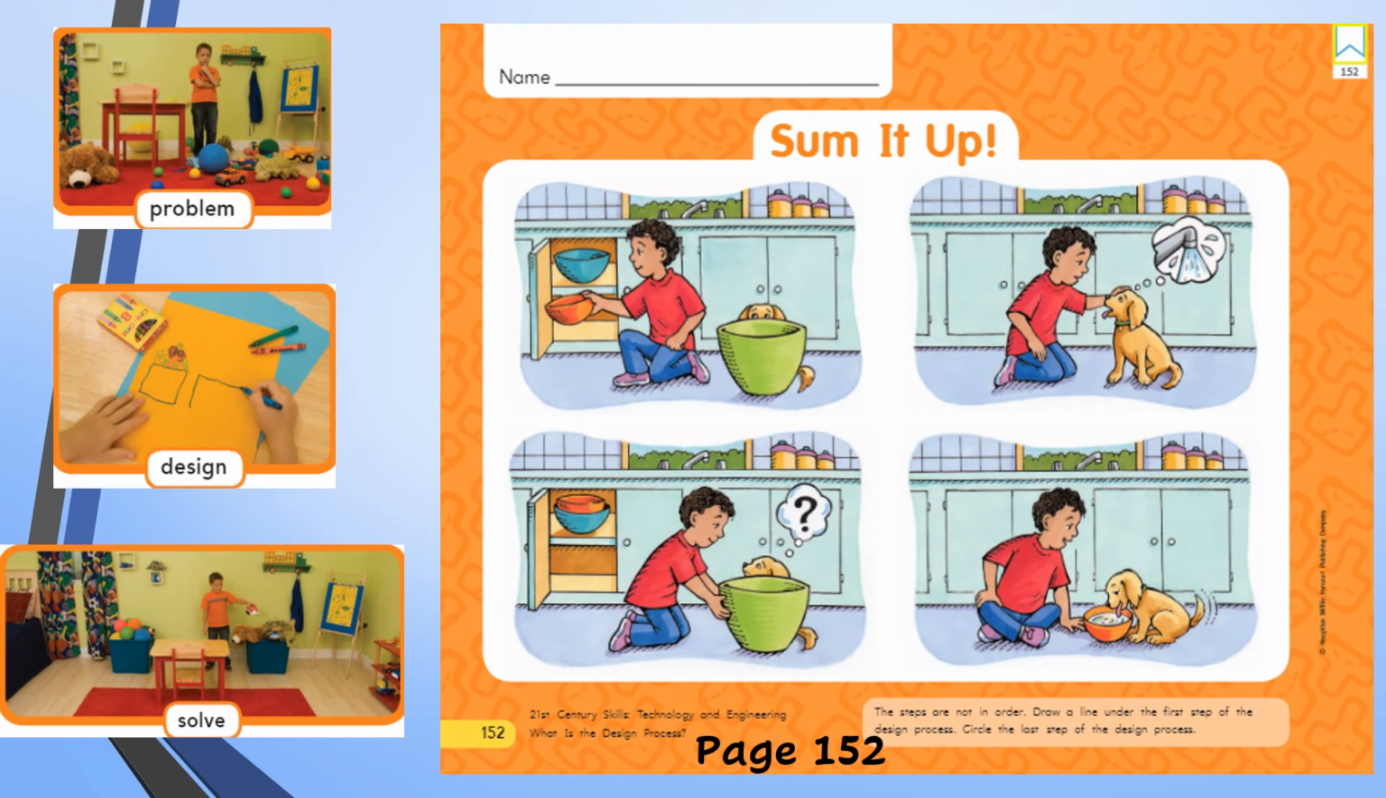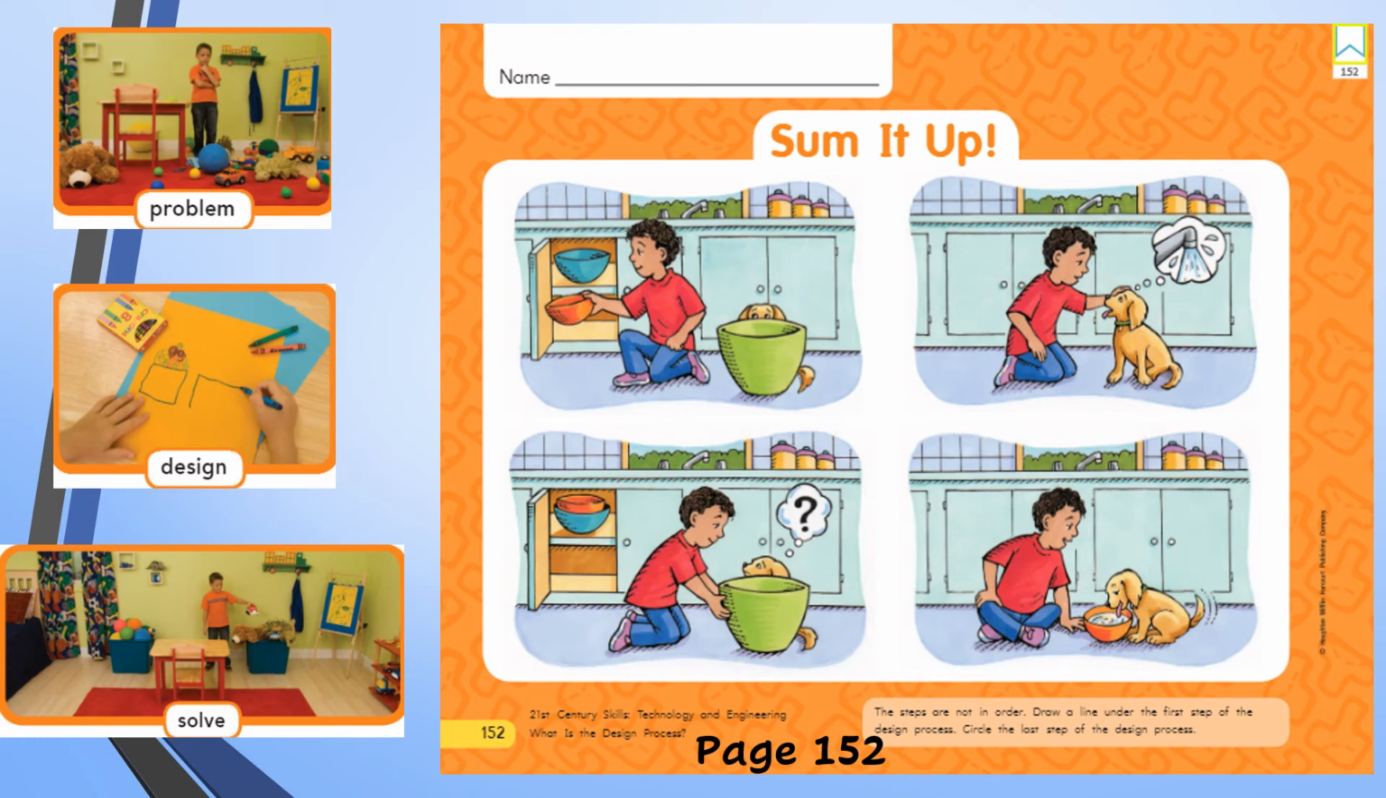Now you should be looking at page 152. This is our Sum It Up page, okay? And in this past unit, we have talked about the design process, right? And we've learned that first in the design process, we have to find a problem, okay? That's the first step, is that we find a problem, right? And then the next step is to figure out a design, right? We have to figure out how can we fix this problem? What can we do to fix our problem, okay?